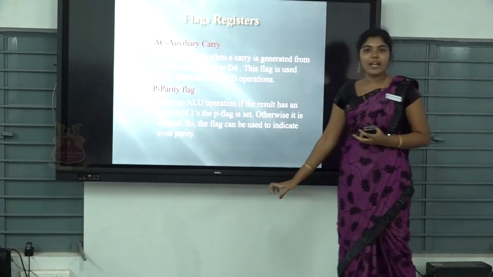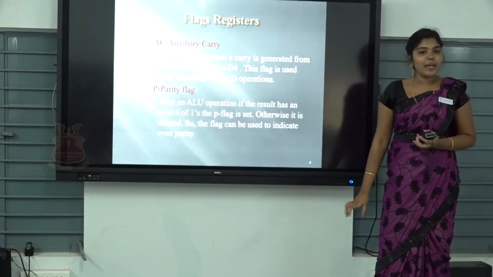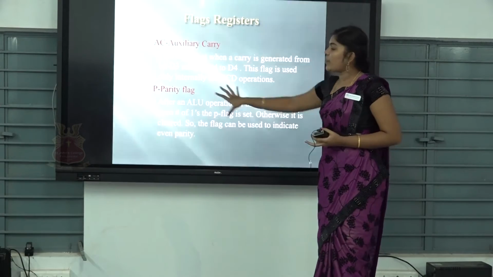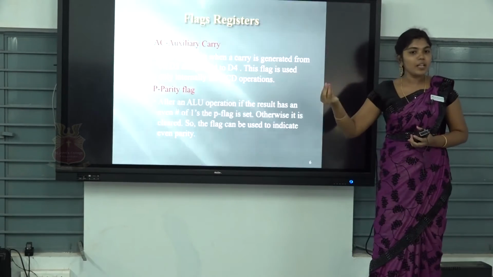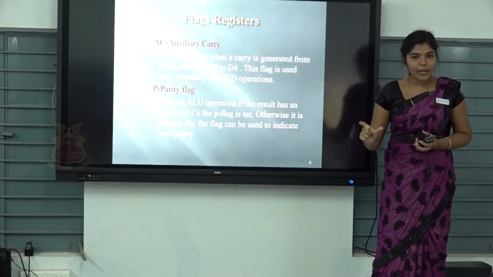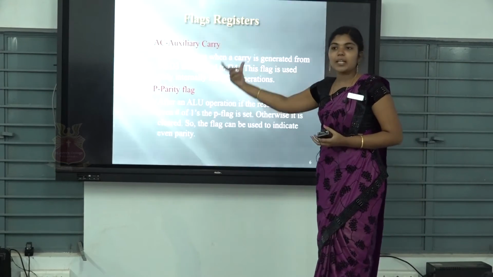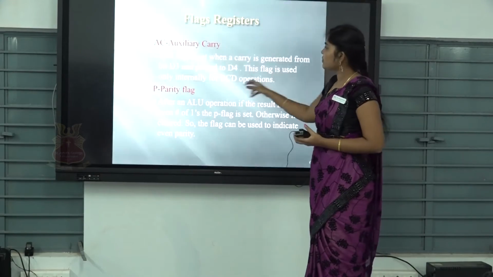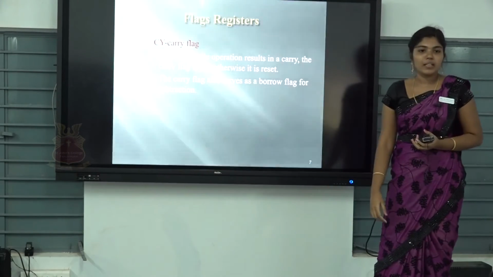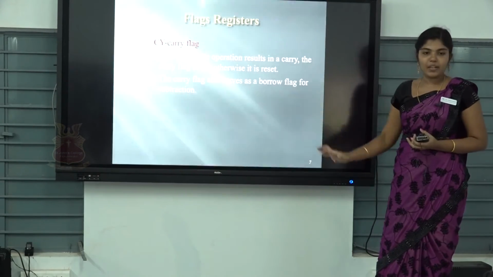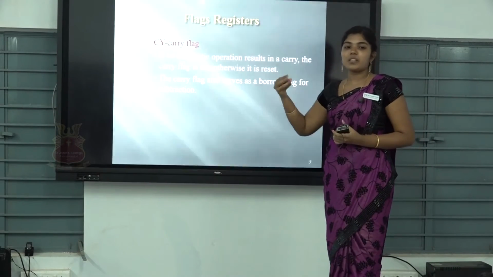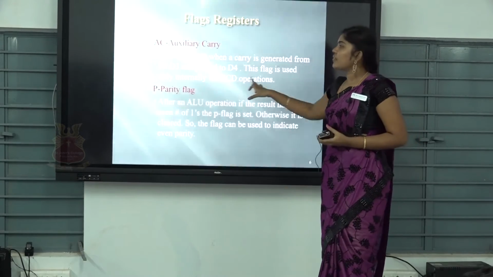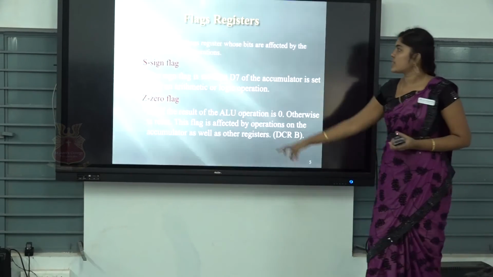Next one is the parity flag, which is also represented by the P flag. Whenever the result is in even parity, the parity flag will be activated. Next one is the CY flag, which is nothing but the carry flag. Whenever the result produces a carry, at that time the carry flag will be activated. So these are the 5 flags of the flag register.